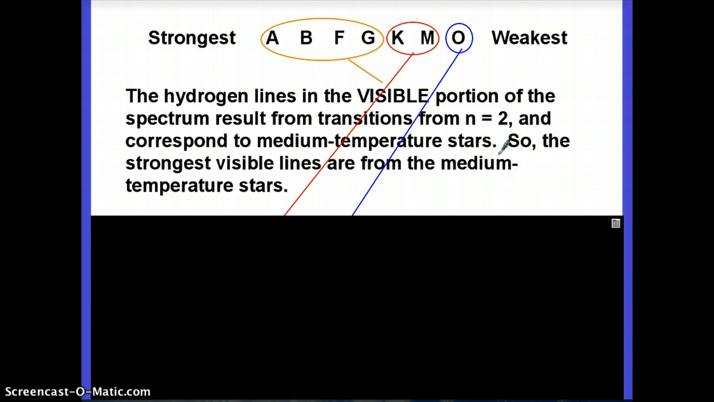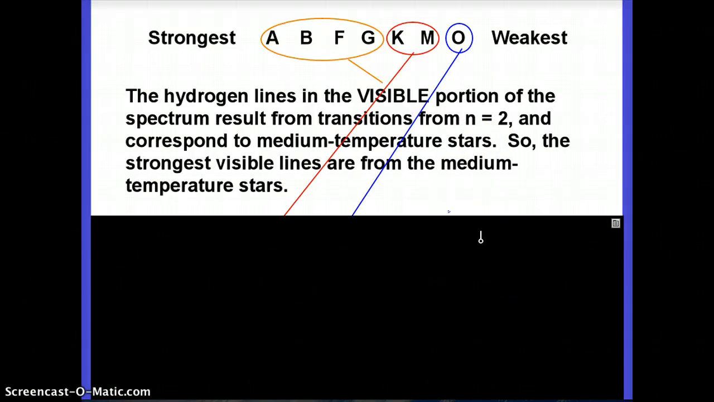So what we can realize is that these ones that have the strongest lines are medium temperature stars. And in fact, when they learned how to use Wien's law to figure out the temperature of a star, that is in fact what they found, that A's, B's, F's, and G's are all sort of medium temperature stars from about 6,000 to 10,000 degrees or so. These are the ones where they have lots of electrons in n equals 2 that can then absorb that one particular wavelength of light and jump to the n equals 3 level, and so we get very strong lines.